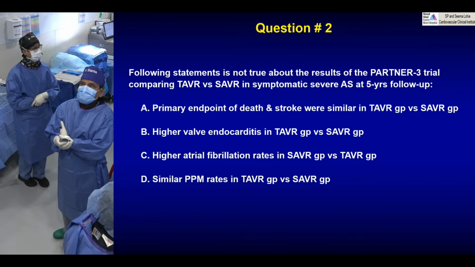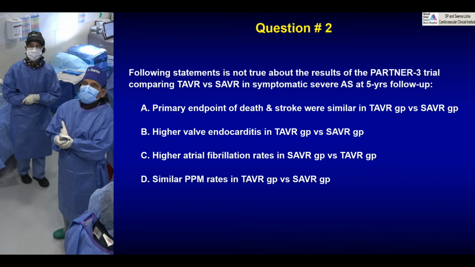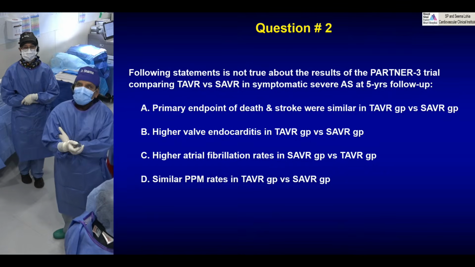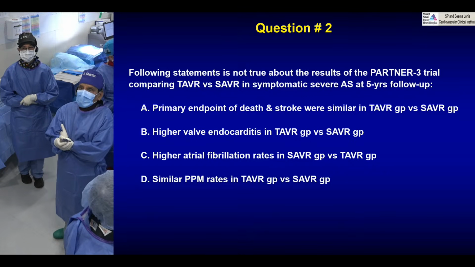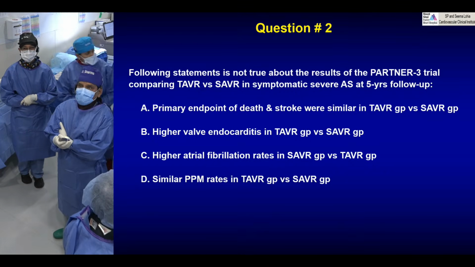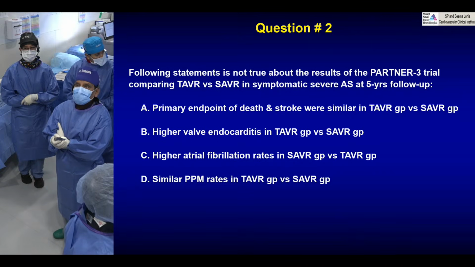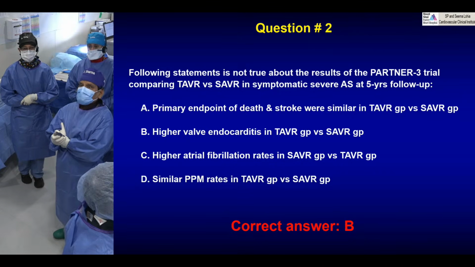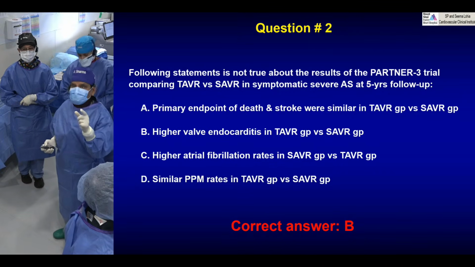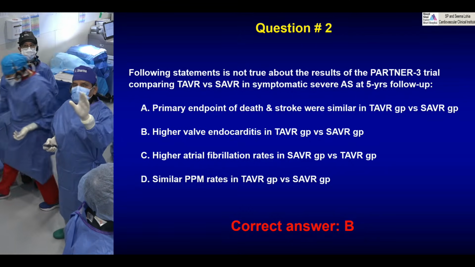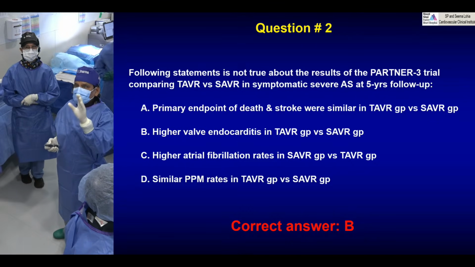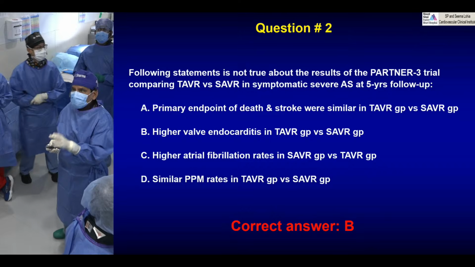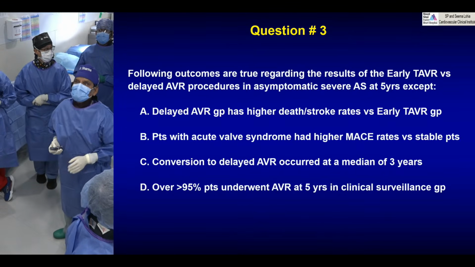Primary endpoint of death and stroke were similar. Higher valve endocarditis in TAVR group versus SAVR, higher atrial fibrillation rates in surgery, and similar pacemaker rates in TAVR versus surgery group. And answer there is not a higher valve endocarditis. Now, with the self-expanding, number D is wrong. That the higher pacemaker rate with the self-expanding TAVR compared to surgery, but in the Partner trial was no different.